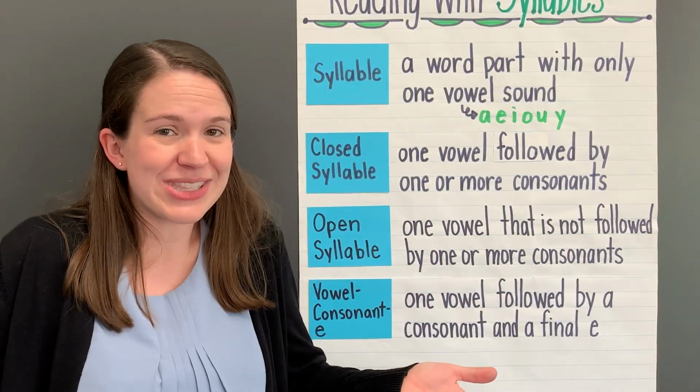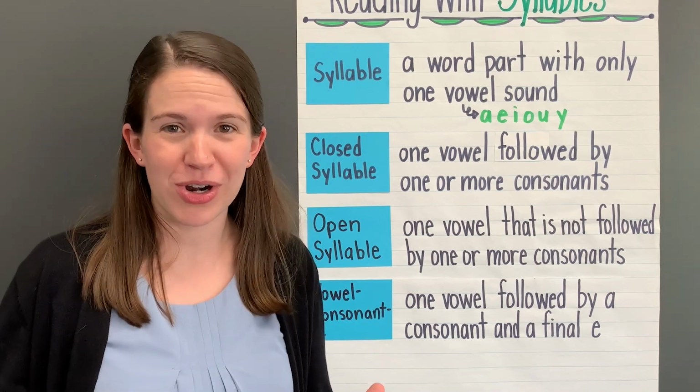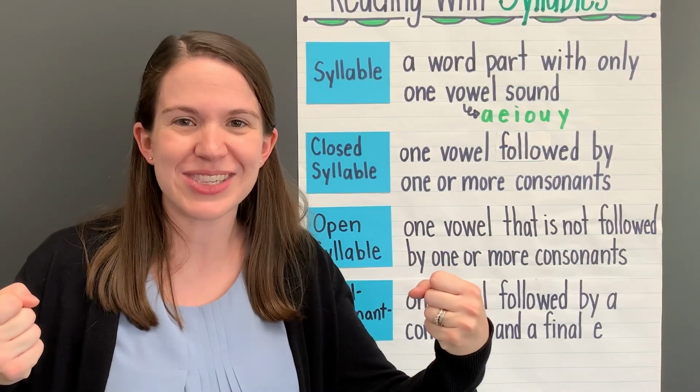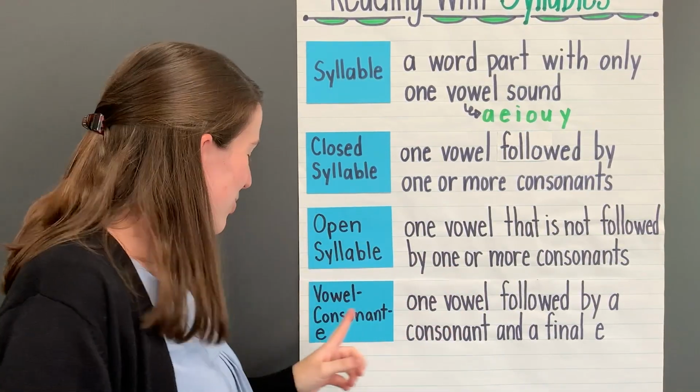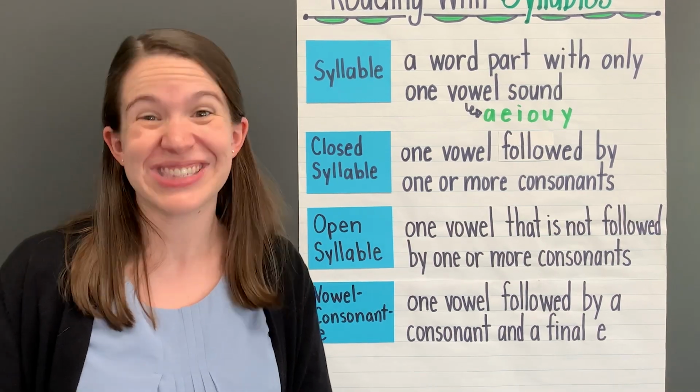Now that we practiced that, let's look at a new word and see if we can split it into syllables and then read it using what we've learned about vowel-consonant-e syllables.